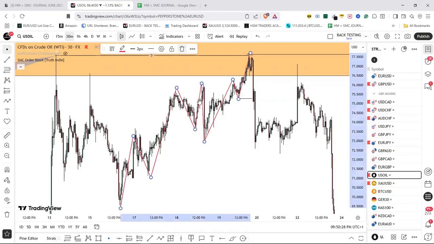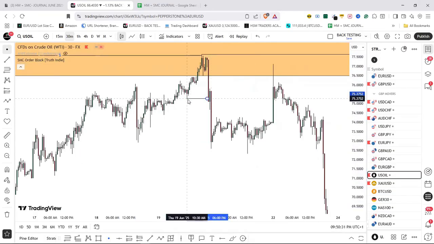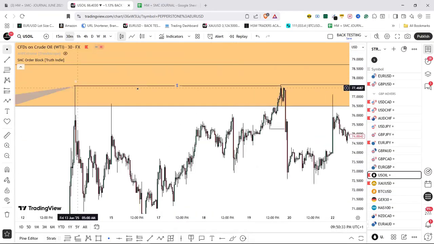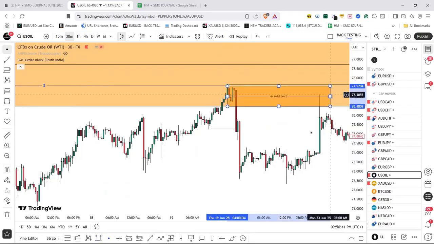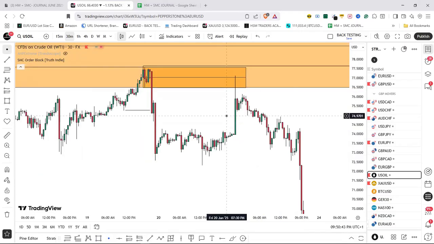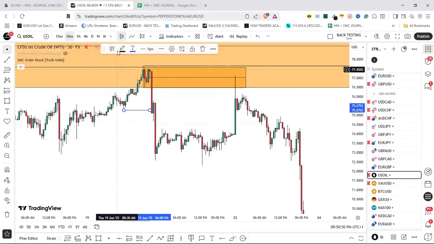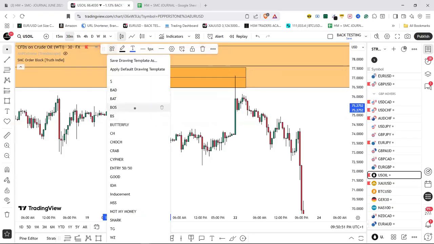Once I saw this displacement, and this was not a break of structure, it was a sweep, I said, okay, fine. Since we have this displacement, this other block right here becomes my entry. It's just that simple. Since it was not a break of structure, it was a sweep, so that order block becomes my what? My entry. Okay? So that is the first entry.